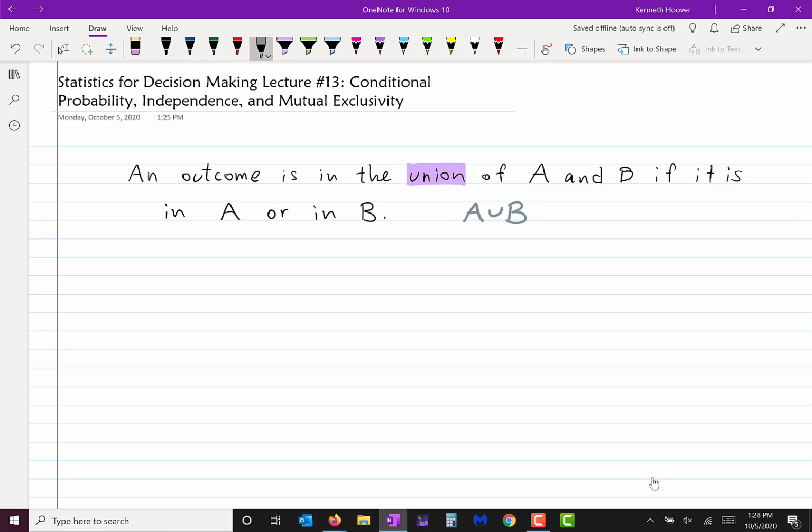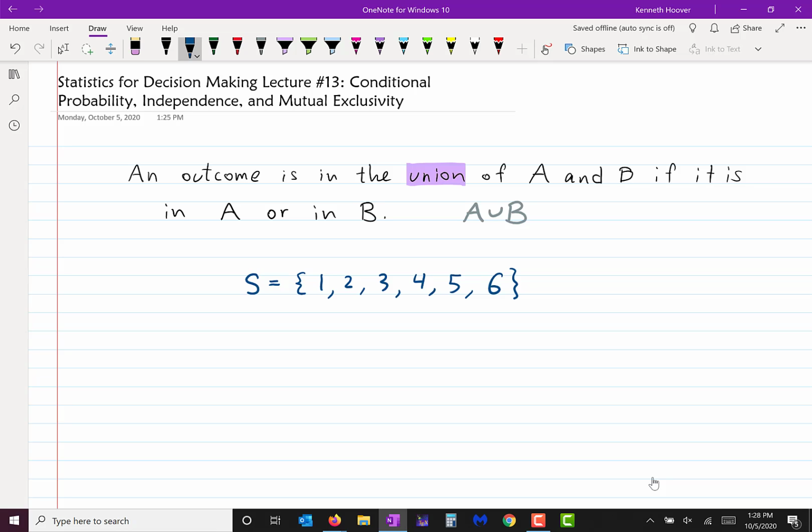So let me give you an example. Suppose you're rolling a die. What is the sample space? What is the set of all possible outcomes? If you're rolling a die, the sample space is, you can roll a 1, a 2, a 3, a 4, a 5, or a 6. So that's the sample space.